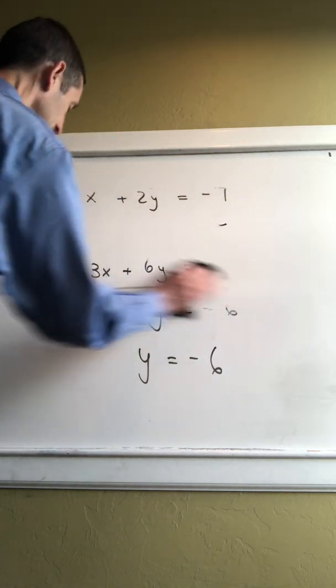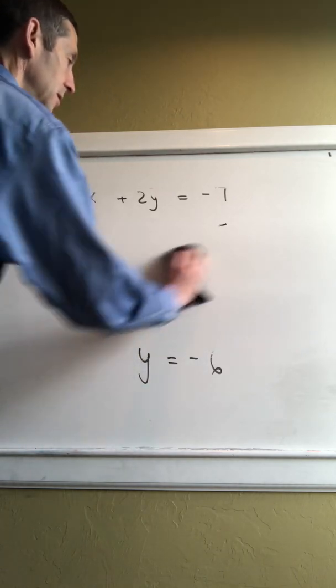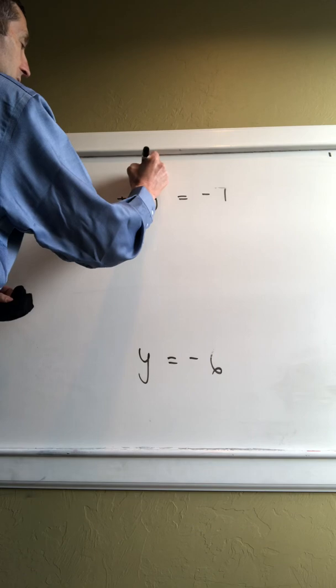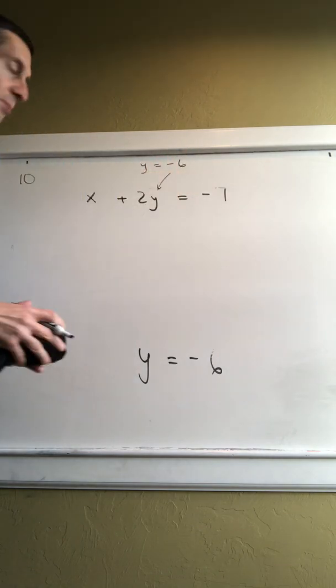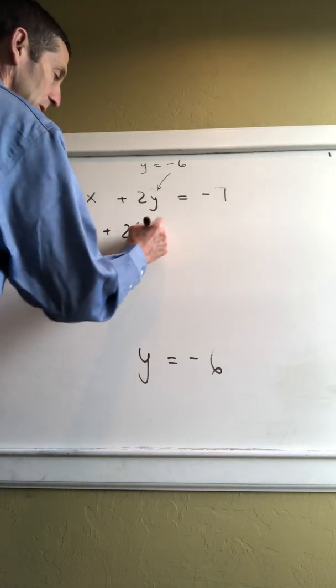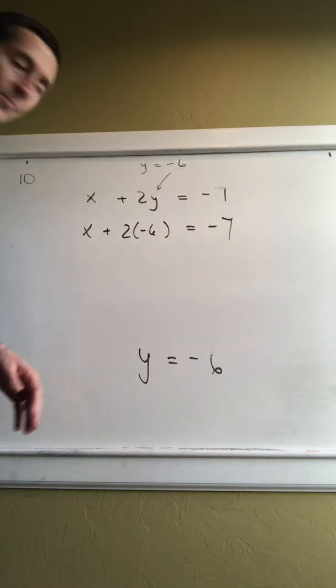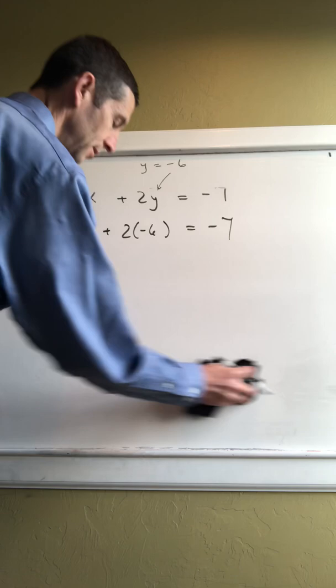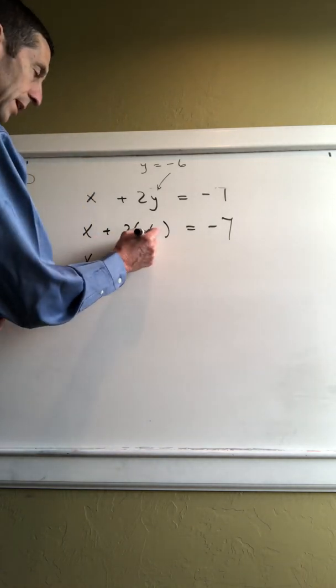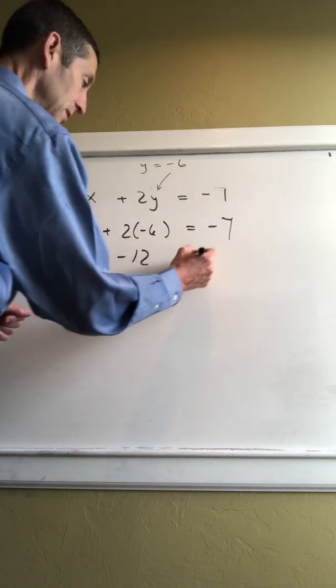Okay, let's go back to the top. Whoops, I erased the top equation. Well, we'll just use this bottom equation. How about that? We'll use the bottom equation. Y equals negative 6. Let's drop it in there. So x plus 2 times negative 6. Got our answer for y. Let's get our answer for x. Ooh, negative times positive, negative 12.